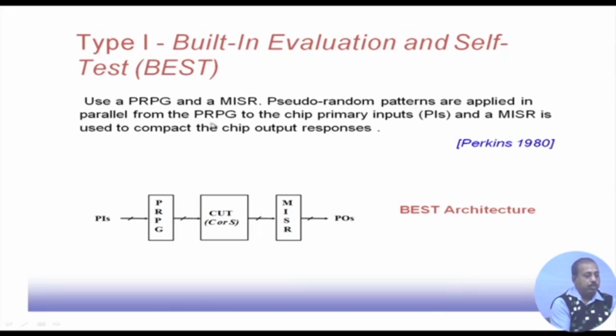So, the pseudo random patterns are applied in parallel from the PRPG to the chip primary inputs, and the MISR is used to compact the chip output responses. So, these output responses will be compacted by the MISR. There may be some bypass mechanism for when we do not want to test the circuit. In that case the primary inputs will be applied directly to the circuit, or the primary outputs will be available from this circuit, but in test mode it will work like that.